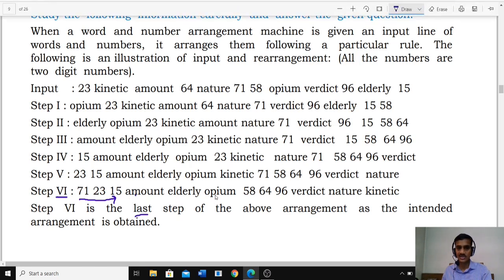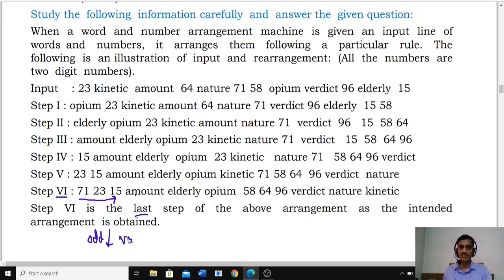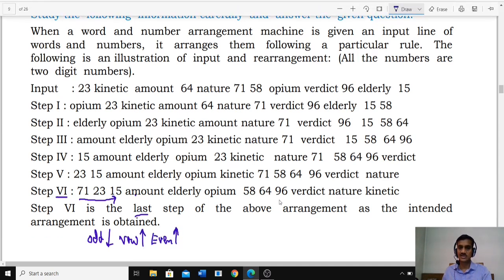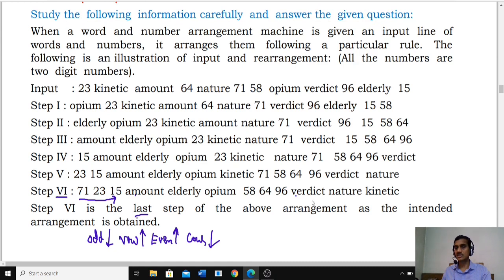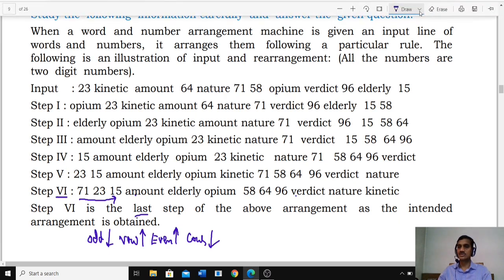That means A, E and O vowels in the ascending order. First odd in the descending order. Next, vowels in the ascending order, followed by even numbers in the ascending order, and followed by consonants in the descending order. And again, V and K. These are the consonants in the descending order. And the entire sequence is divided into these 4 cases.